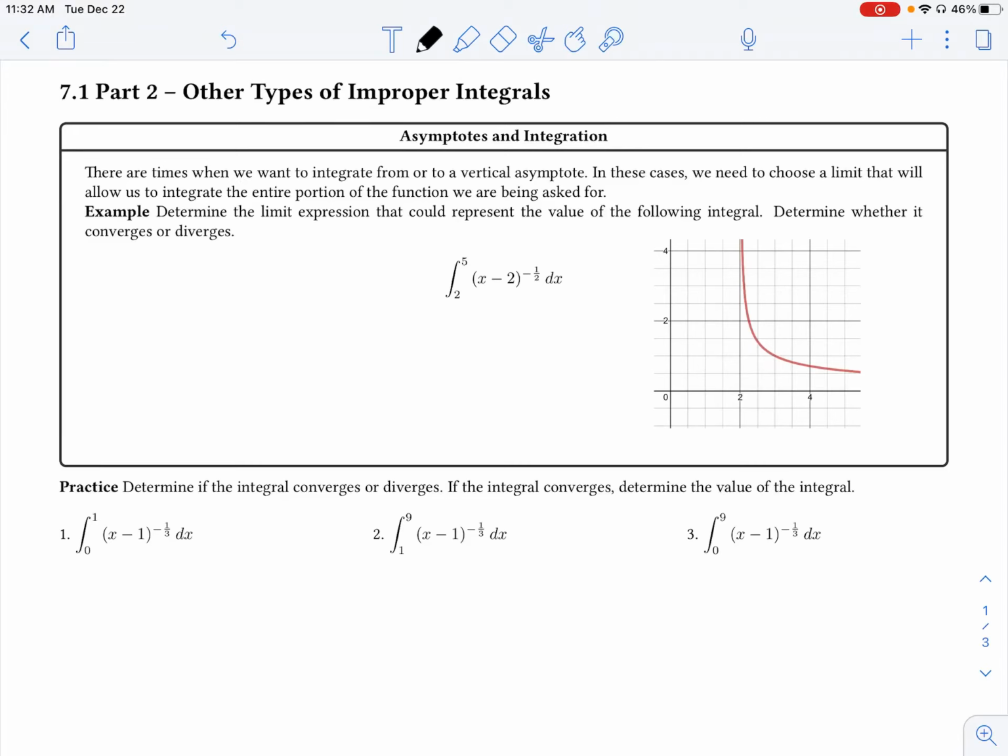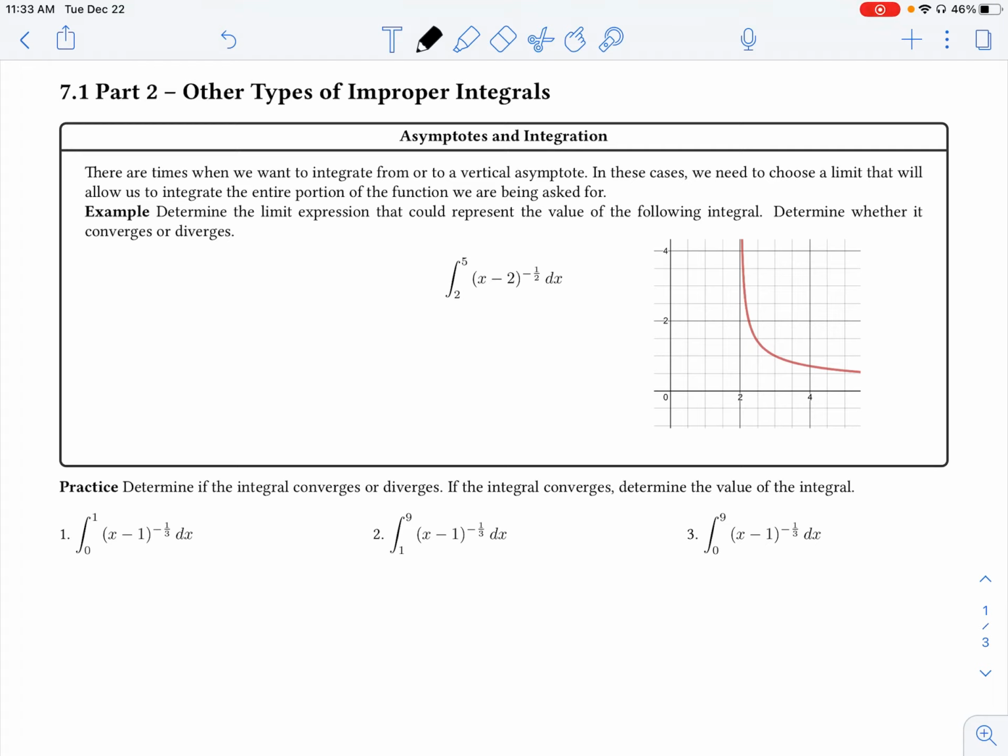We learned how to evaluate improper integrals where one of the bounds was either positive or negative infinity. Let's look at the other type of improper integral, specifically where one of our bounds is at a vertical asymptote, or there is a vertical asymptote somewhere within the bounds of our integration. The workaround here is really just to use one-sided limits.